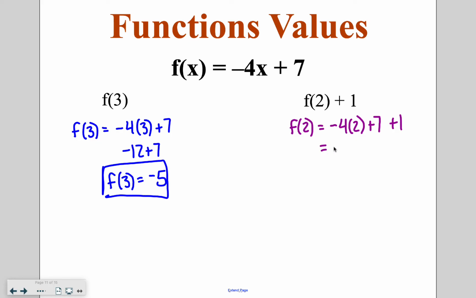So I'm going to do my multiplication first, which is going to give me negative 8 plus 7 plus 1. Then I'm going to finish solving the function part, which says negative 8 plus 7. So the function f with value 2 is negative 1, but adding 1 on at the end means that function f plugging in 2, adding 1 to the answer gives you a final answer of 0.